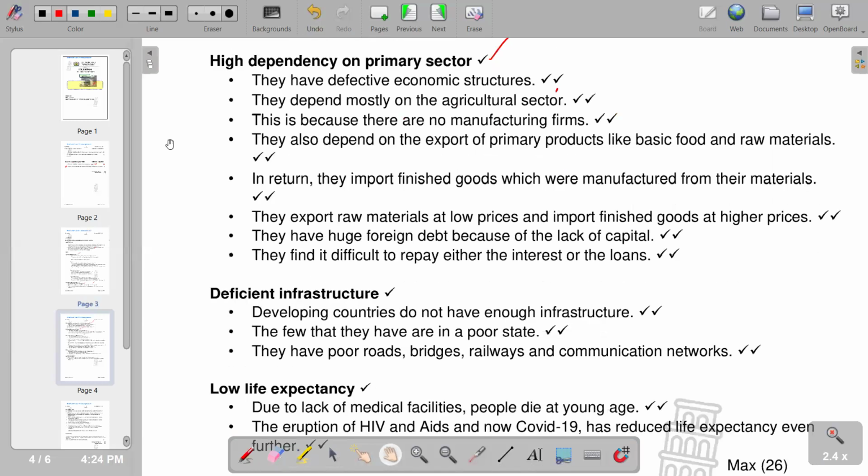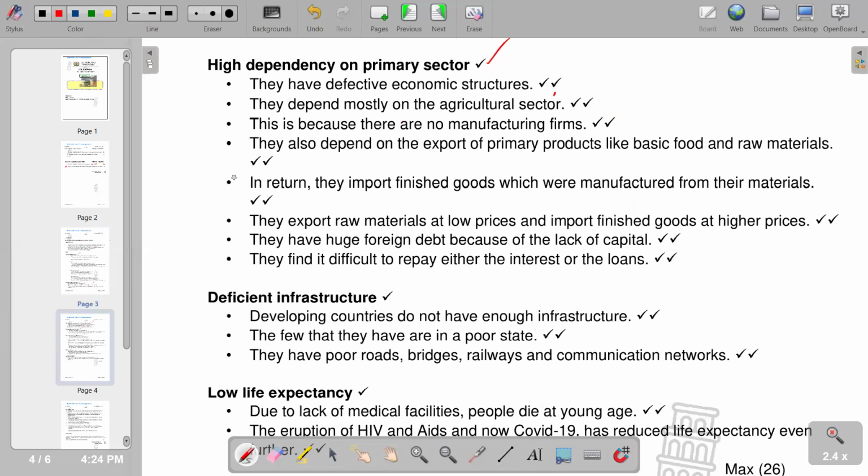Another characteristic is deficient infrastructure. The infrastructure is poor. Developing countries do not have enough infrastructure, and the little that they have is in a poor state. That characterizes developing countries, which are also characterized by poor roads and bridges, railways, and communication networks. With that, we move to the next characteristic, which is low life expectancy.